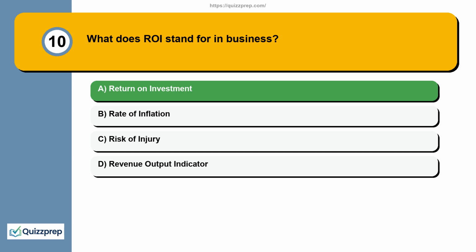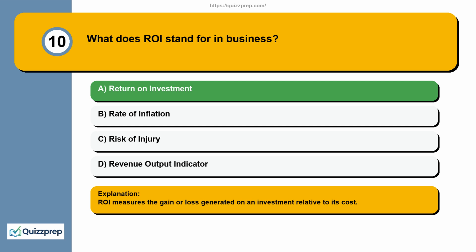Return on investment. Explanation. ROI measures the gain or loss generated on an investment relative to its cost.